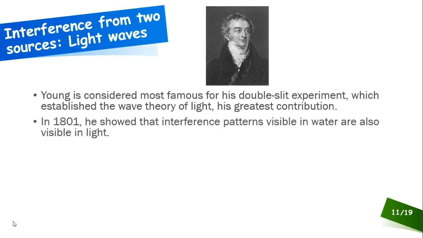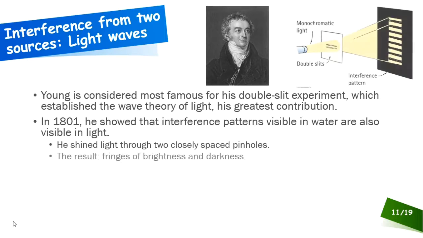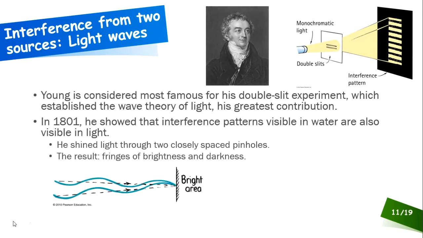So this occurred in 1801, and basically he had slits in a medium like cardboard, and he first showed the patterns in water. So he said, we got these interference patterns in water, we can do the same thing with light. So he shines light through two closely spaced pinholes, and because the aperture is small with respect to the wavelength of the light, the light actually gets diffracted, and you see these patterns of brightness and darkness as the image is formed on the other side.